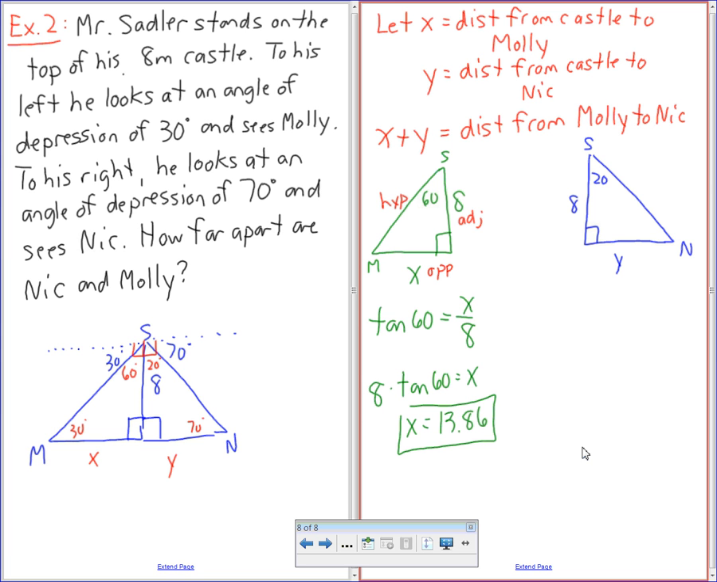Okay, so as far as the y goes, we do the same thing. Opposite, adjacent, hypotenuse. There's your opposite, there's your adjacent, there's your hypotenuse. So we're going to say tan 20 is y over 8. Y equals 8 times tan 20. So that's what you have for that one.